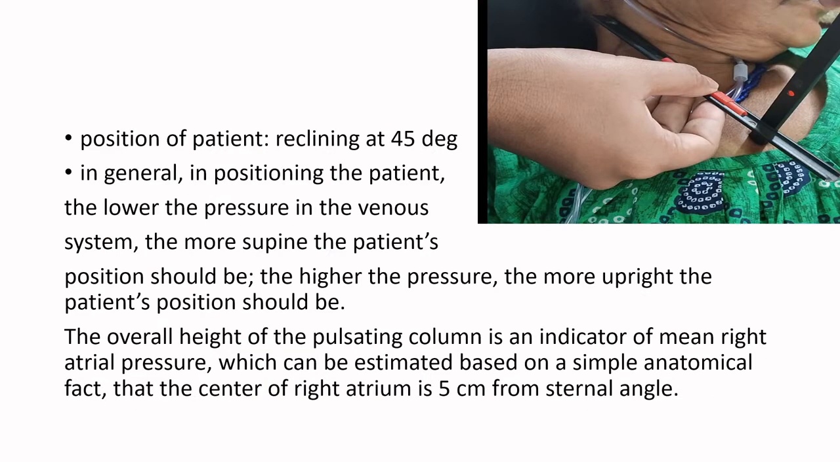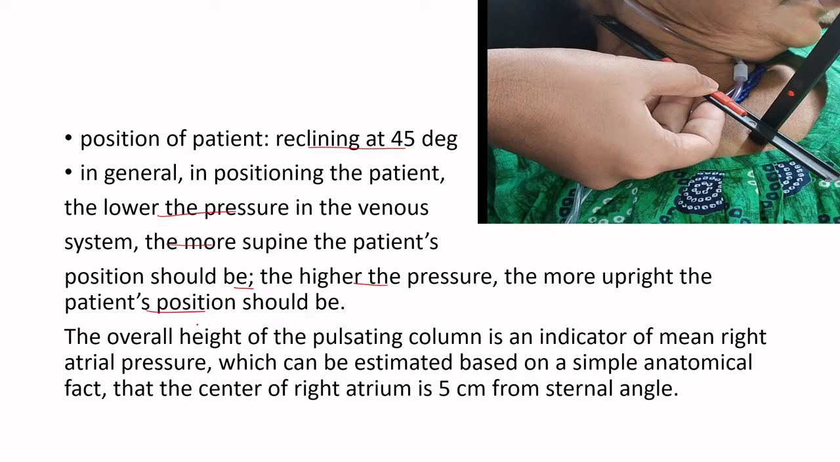Positioning the patient is also important. While examining the JVP, the patient position should be reclining at 45 degrees. In general, the lower the pressure in the venous system, the more supine the patient's position should be, and the higher the pressure, the more upright the position should be.